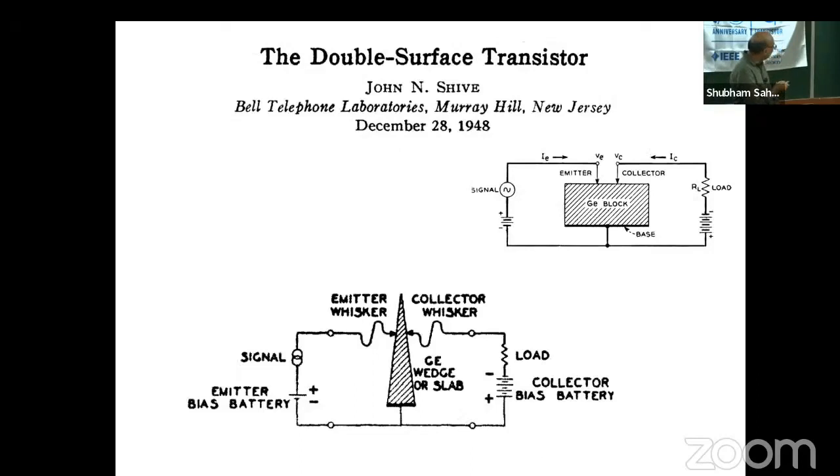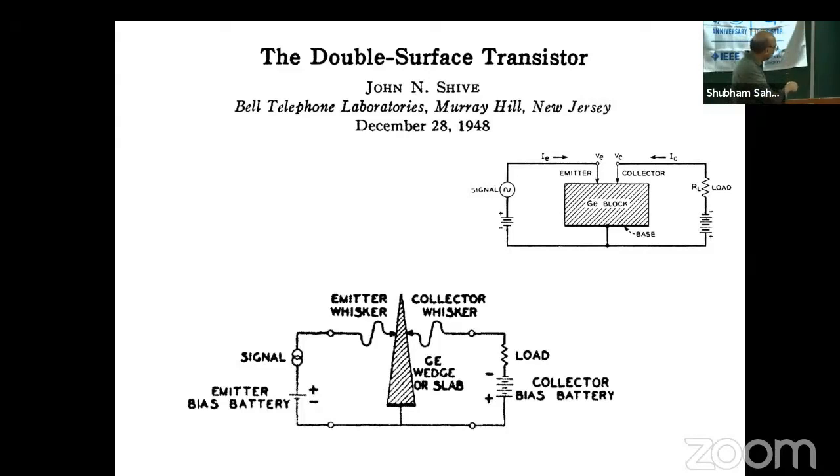Now, there was some confusion as to, still, we have emitter and collector. Were these holes that were being injected flowing at the surface or in the bulk? And a very interesting thing occurred with this person called John Shive. He took this piece of germanium and polished it in the form of a wedge, right? And he made one point contact here and one point contact here on the two opposite sides. And he got the same effect that you were getting with the earlier structure.